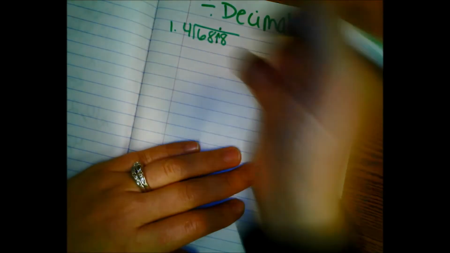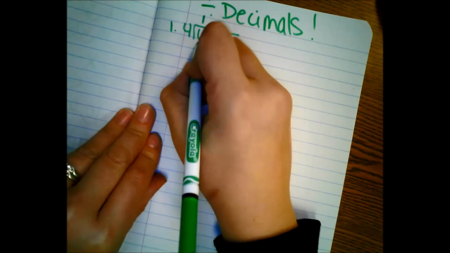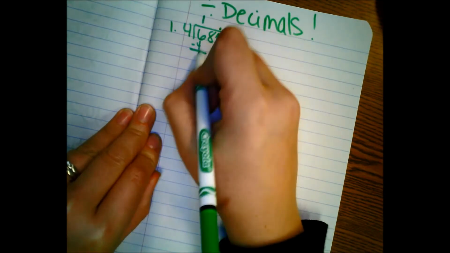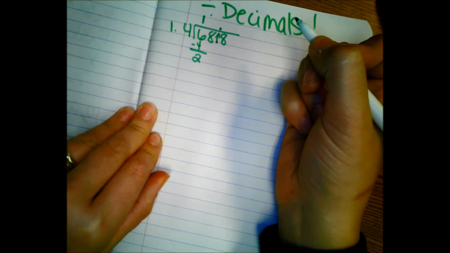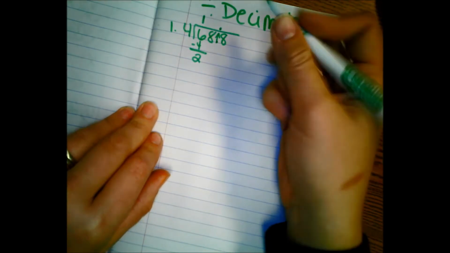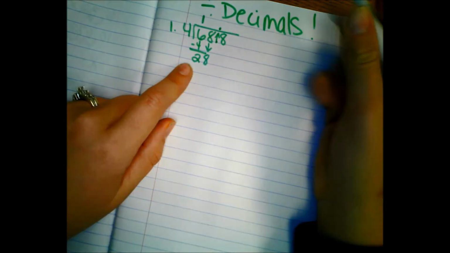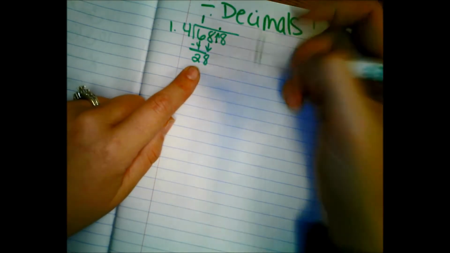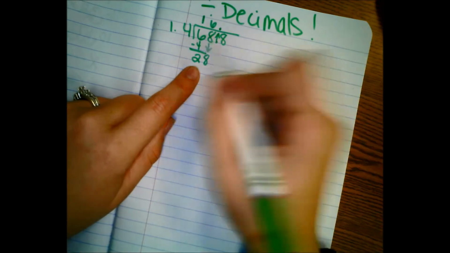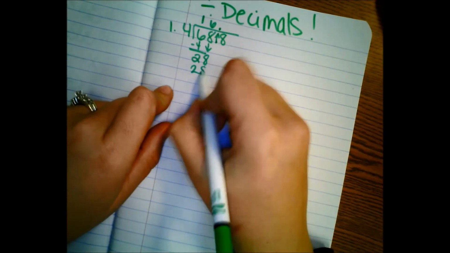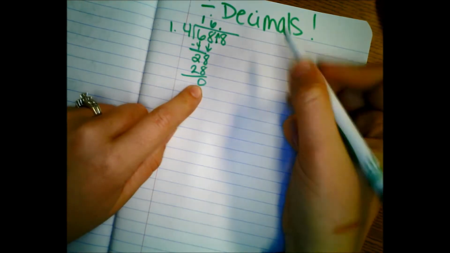4 can go into 6 one time, so 4 times 1 is 4. Subtract those, I've got 2 left over. And then 4 cannot go into 2, so I'm going to bring down that 8. 4 can go into 28 6 times. 4 times 6 is 28. There's 0 left over there.